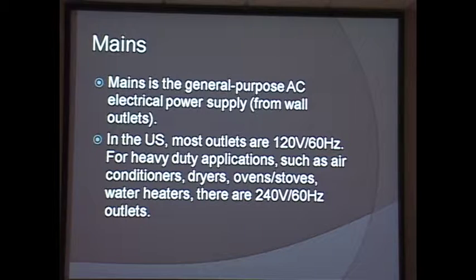Mains is the general purpose AC electrical power supply, aka an outlet. It's where we get power from. In the US, it varies between about 116 volts and 124 volts, and it's around 60 hertz is the frequency of oscillation. There are some bigger ones. I'm sure you've seen the ones that don't look like these. The prongs look different. Those are at 240 volts.